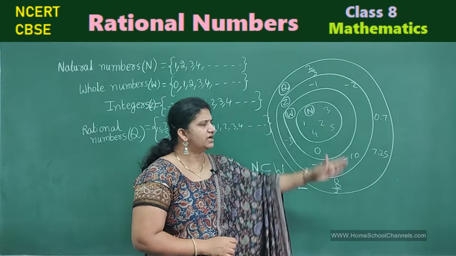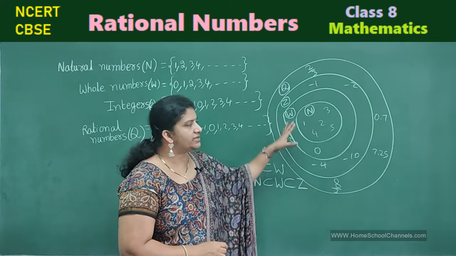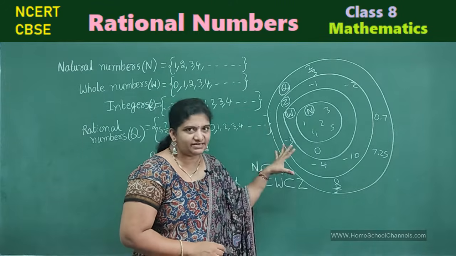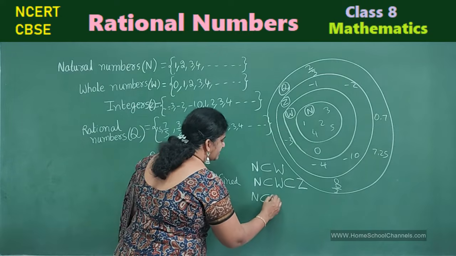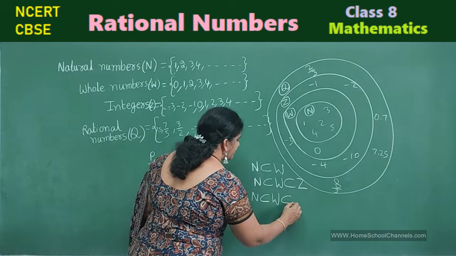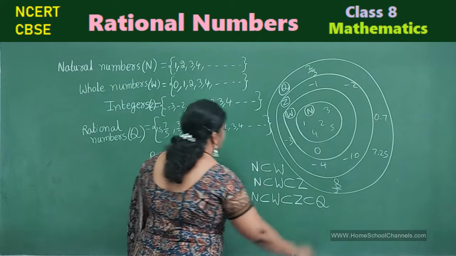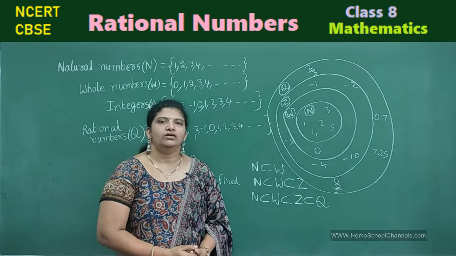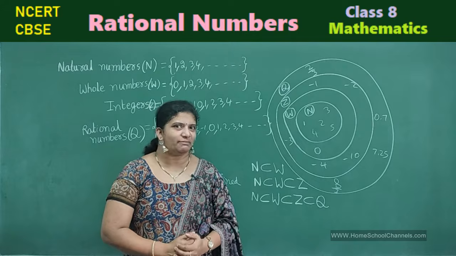So, the big circle you see. In rational numbers, all the other numbers are subsets. This can be written as natural numbers are subsets of whole numbers, subsets of integers, subsets of rational numbers. Only rational numbers are there? No, we have one more type of numbers.